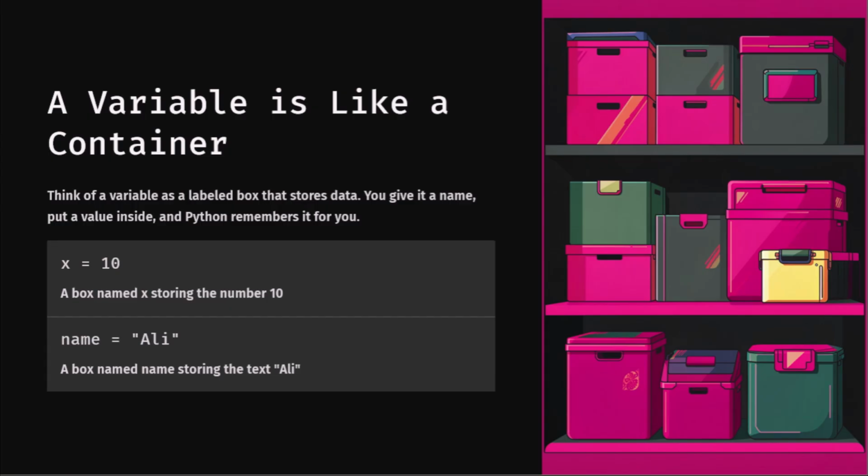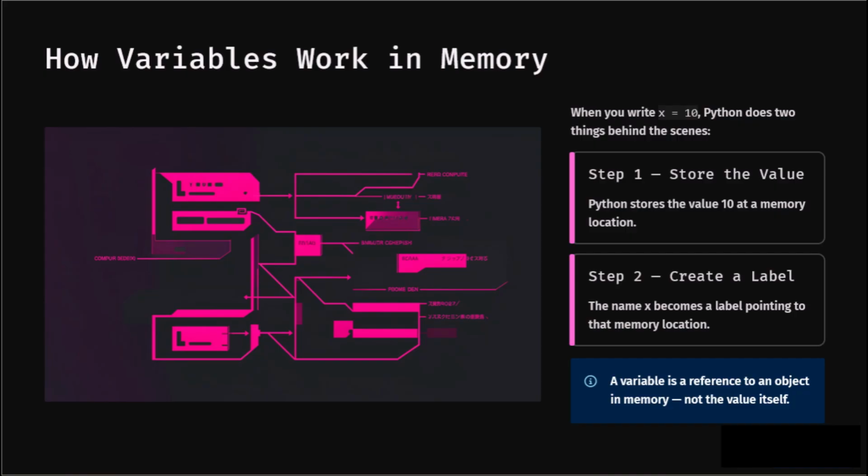By using these labels, you don't have to remember where the data is stored in the computer's memory, you only need to remember the name you gave to the box. This simple label and store system is the foundation of how Python manages information. Just remember, the name is your label and the data is your content. How variables work in memory.